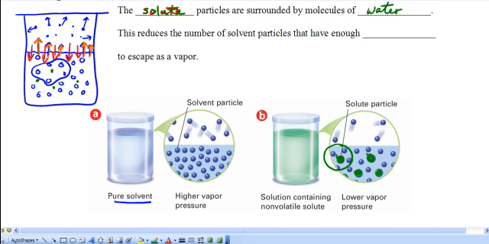So this reduces the number of solvent particles that have enough energy or kinetic energy to escape as a vapor.